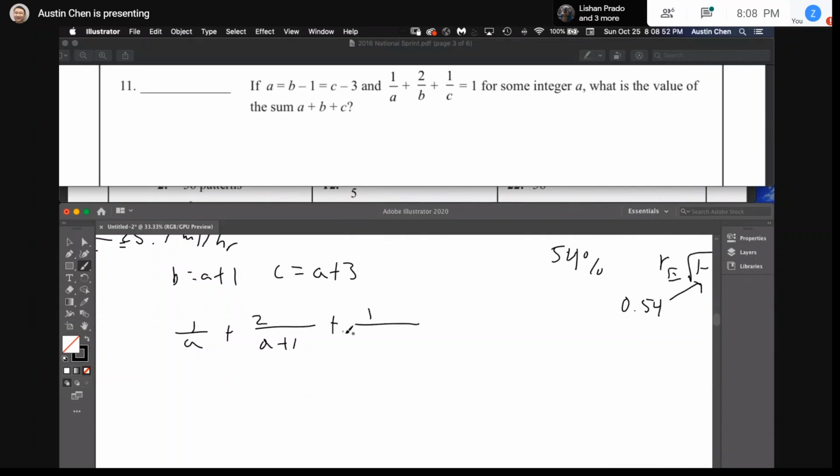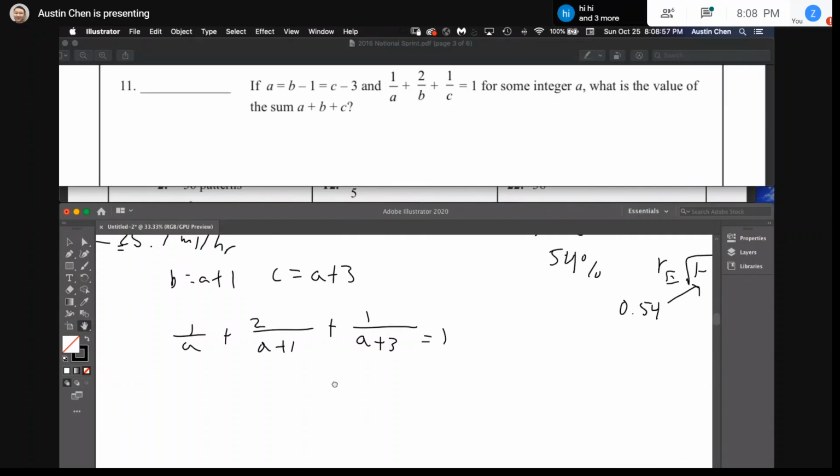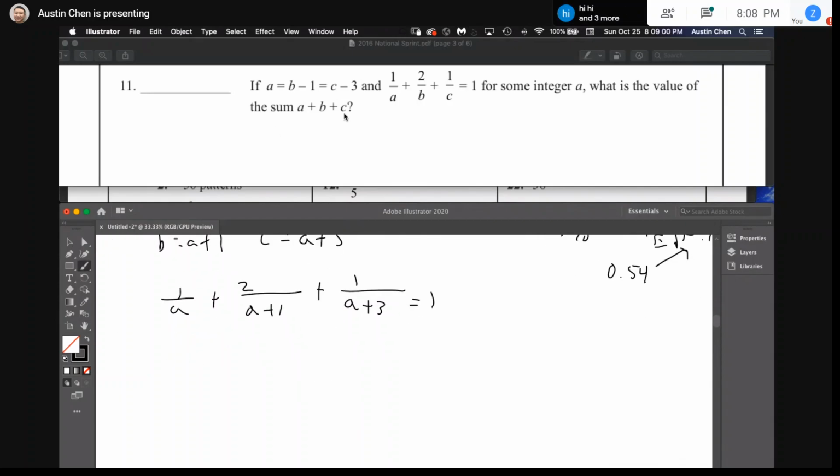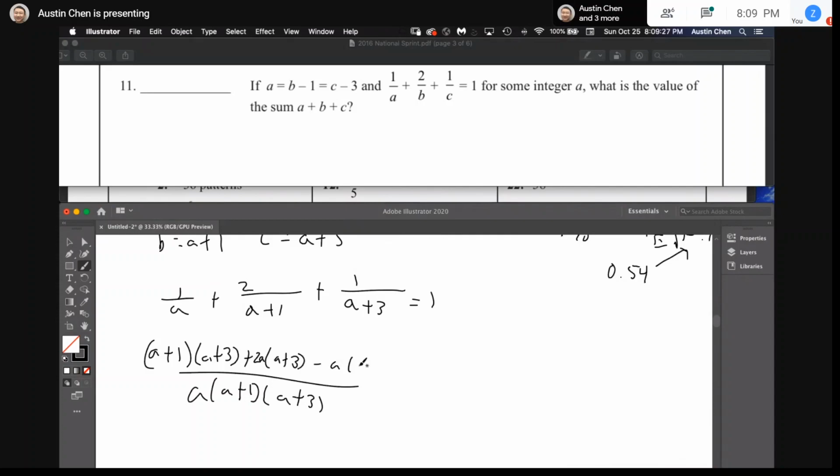So 1 over A plus 2 over A plus 1 plus 1 over A plus 3 equals 1. Okay, and we want to solve this for A. And then we will get B and C as well. Okay, so what should we do with this? Well, we should put this all into one big fraction, right? So the denominator is going to be A times A plus 1 times A plus 3. And the numerator is going to be A plus 1 times A plus 3, plus 2 times A times A plus 3, plus A times A plus 1. And this is equal to 1.